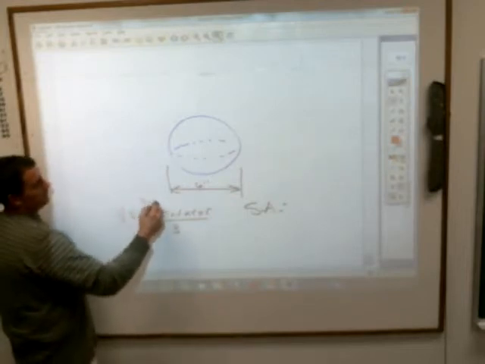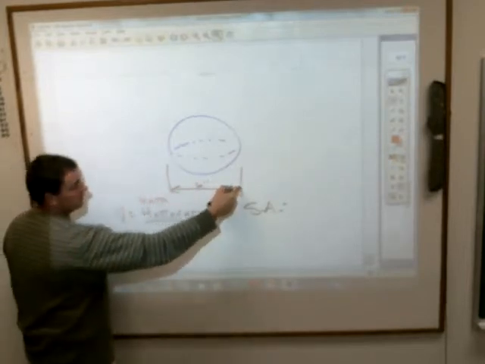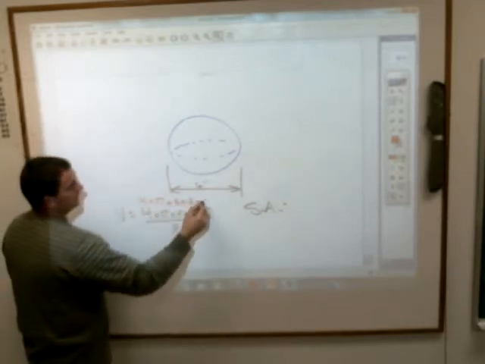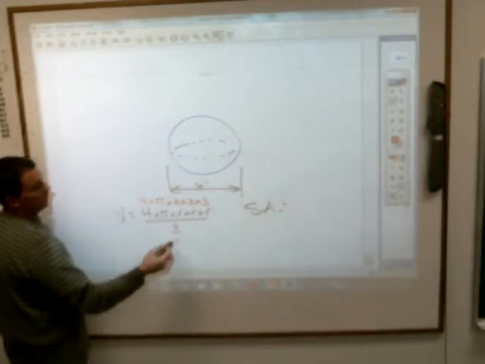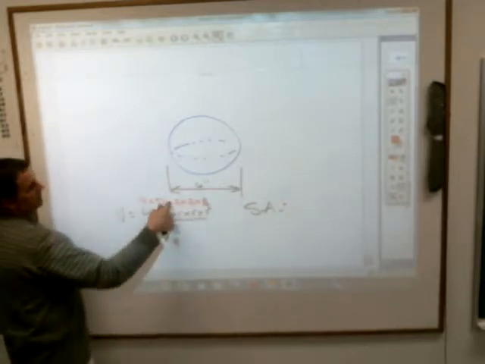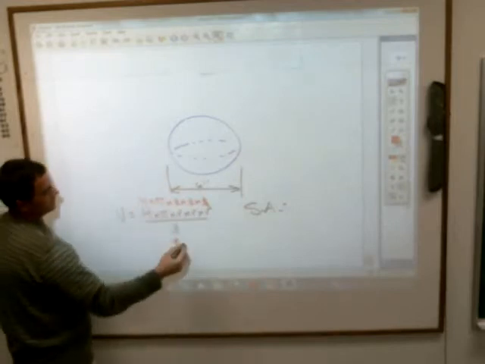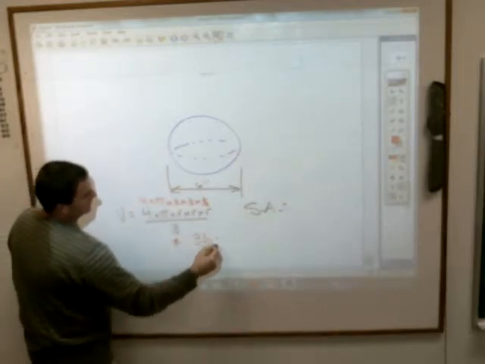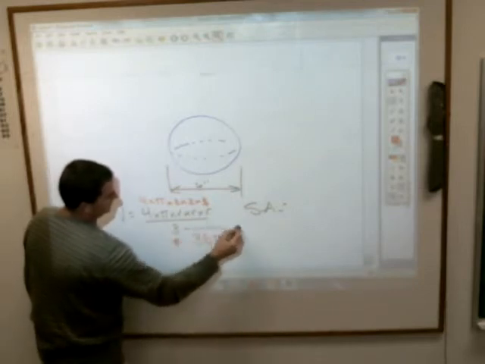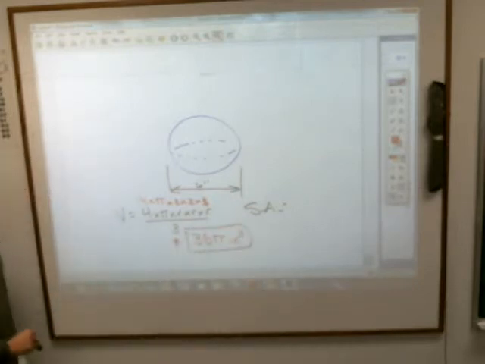So it's 4 times pi, what's the radius? If this whole thing is 6, the radius is 3. All over 3. One of those 3's will cross off on those 3's. You're going to end up with 9 times 4, which is 36 pi inches cubed. Stop me there if you didn't get that.